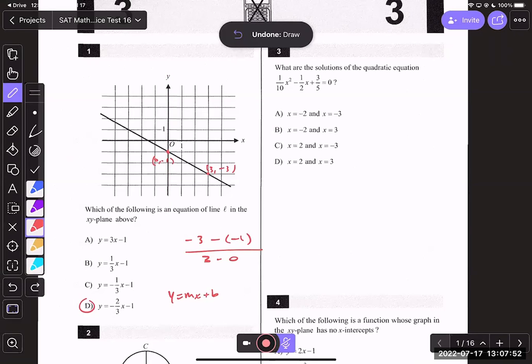Okay, I know my answer has to be D. In fact, I actually am done as soon as I find my slope, right? All of these answer choices have a different slope. So that's all I really need to find. I just need to find the slope and I should be good. But that's exactly it. Nice work.